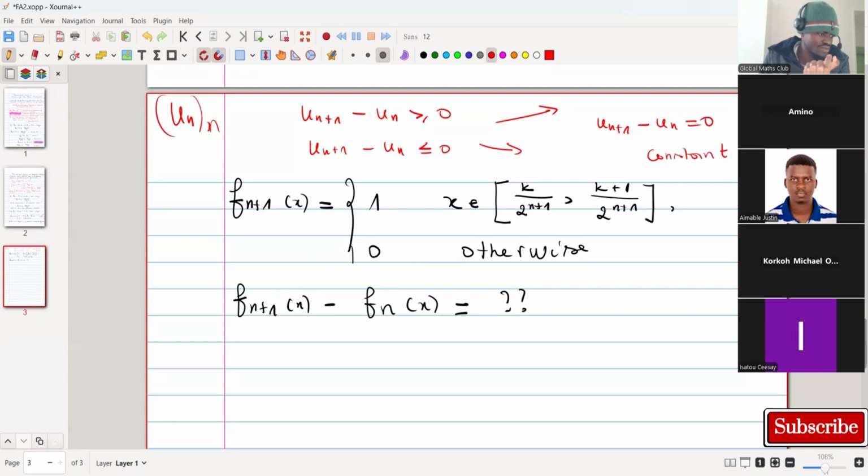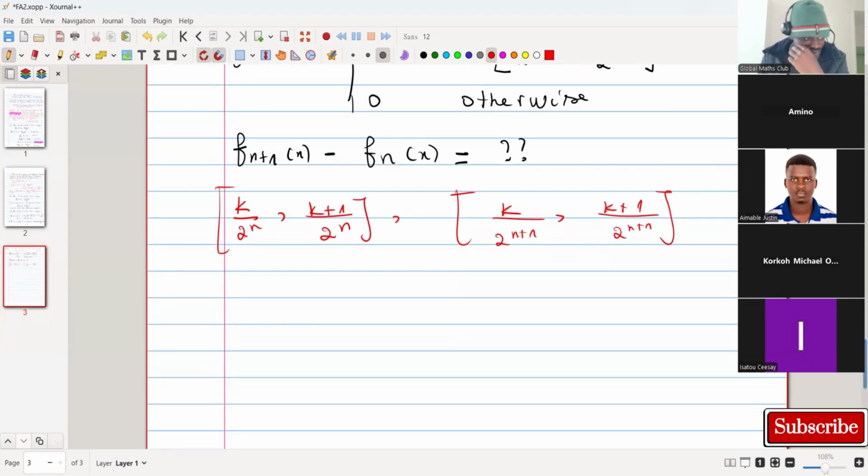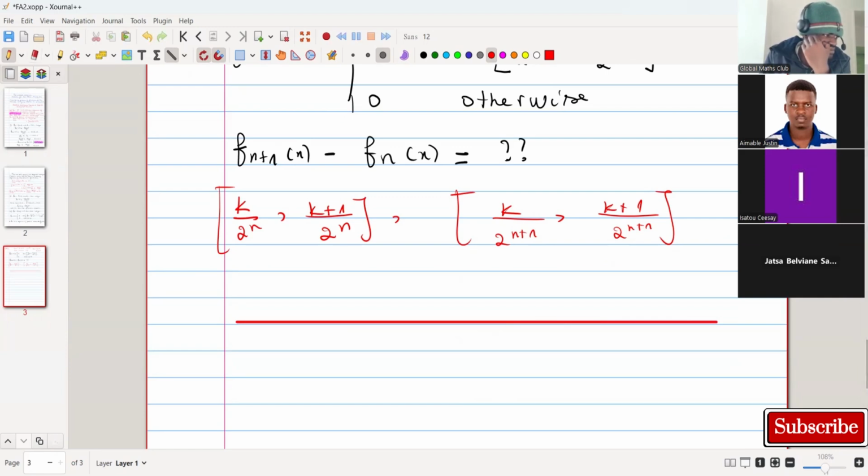Now, as I said, to compare two functions, you have to be sure that you are in the same domain. Now, we are not in the same domain. If we take the first one, we have k over 2 power n and k plus 1 over 2 power n. And now we have k over 2 power n plus 1 and k plus 1 over 2 power n plus 1. If we take a line like this, we have 1 over 2 power n plus 1 here and 1 over 2 power n here, because 1 over 2 power n plus 1 is less than 1 over 2 power n.